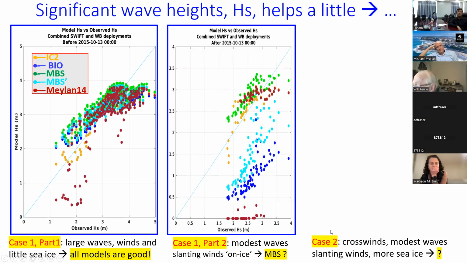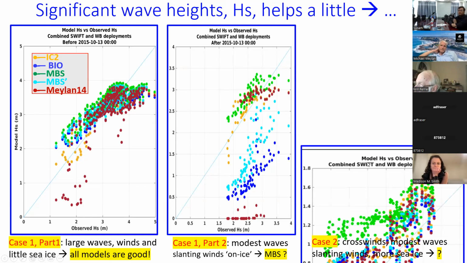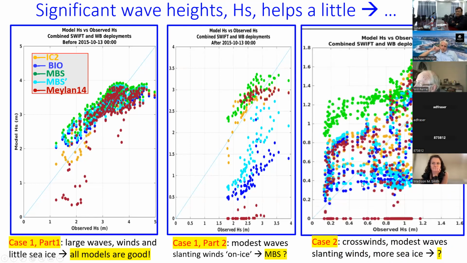And then case 2, the crosswinds case, the sort of slanting case, it gives even more interesting diversity. So it's well scattered. And if you ignore the large scattering of the light blue dots, that's MBS prime, you could say they're kind of distributed over the diagonal, and that's a good thing. Whereas green MBS is kind of high, so it needs, you would say, more dissipation. And the BIL models down there, deep blue lines.